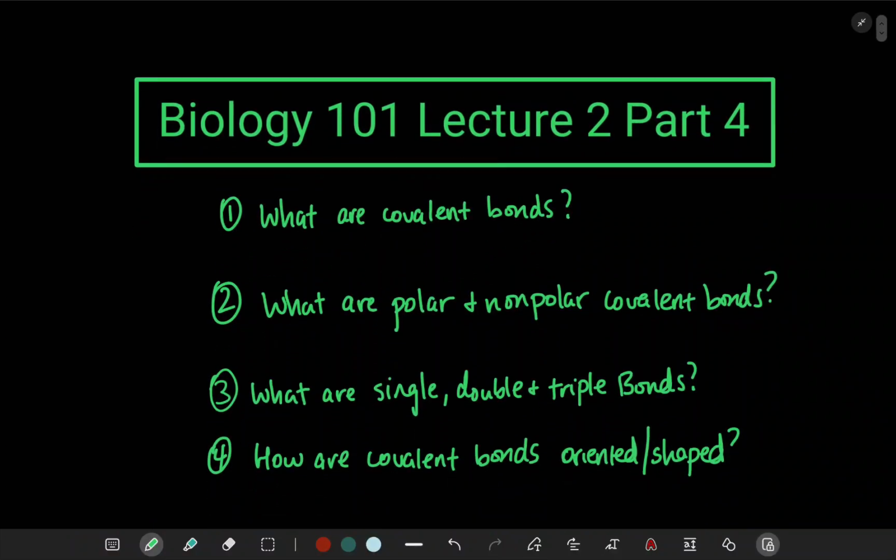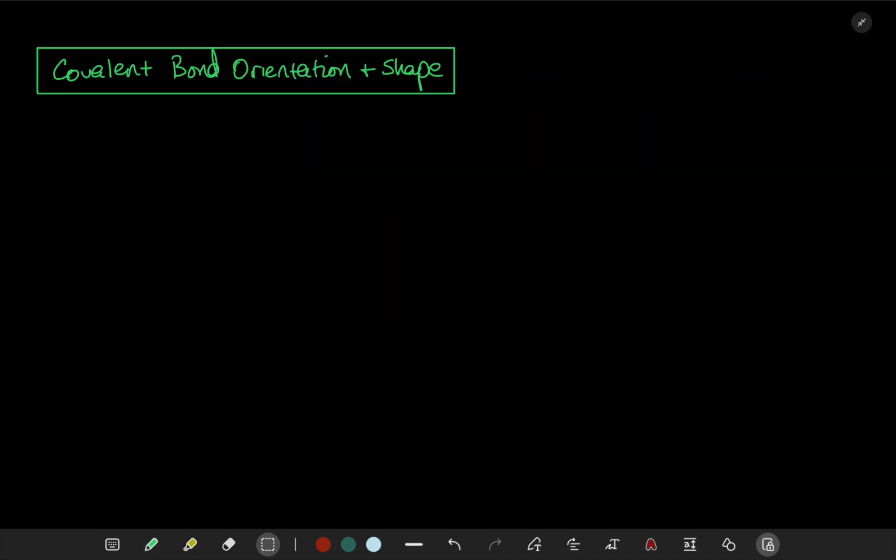So now we'll finish out this video by discussing how covalent bonds are oriented or shaped. Alright, so now let's talk about covalent bond orientation and shape.